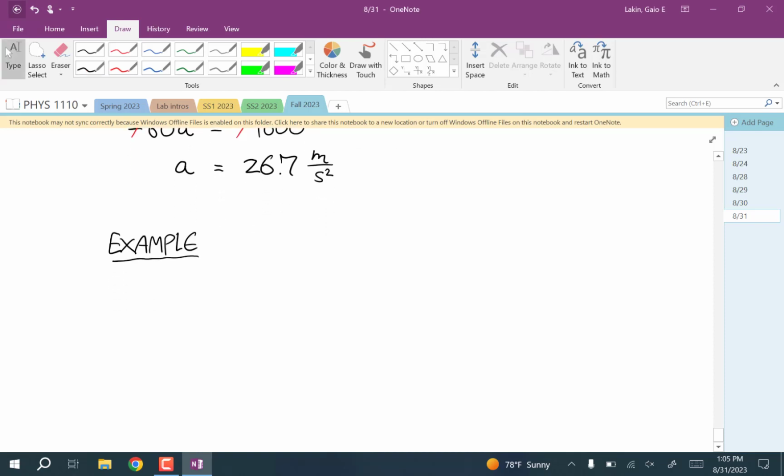So let's think about a ball rolling up a ramp. Here's the point A and the point B, and these two points are 1 meter apart. When the ball, so it's rolling up the ramp, goes past the point A, it's moving at 3 meters per second. And it takes 1 second to reach the point B.